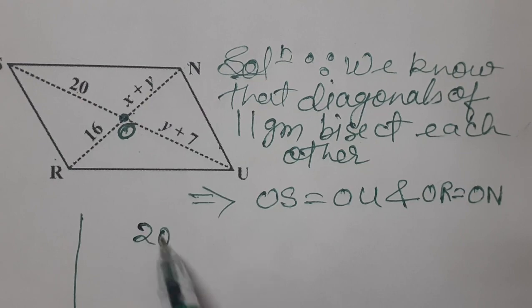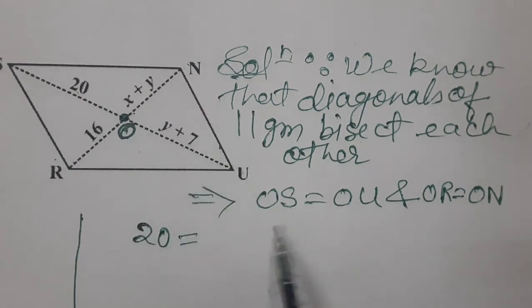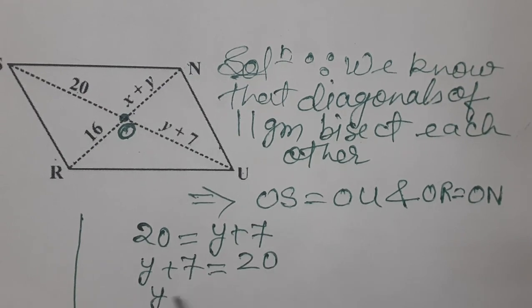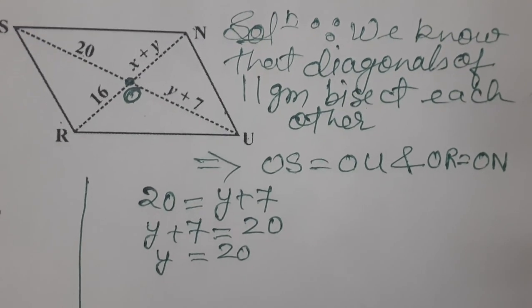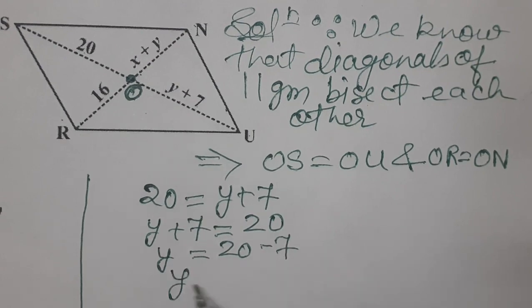OS is 20. What is OU, children? OU is y plus 7. So we got the equation. We can write this equation as y plus 7 equals 20. It implies y equals 20 minus 7, which is 13. So we got y as 13.